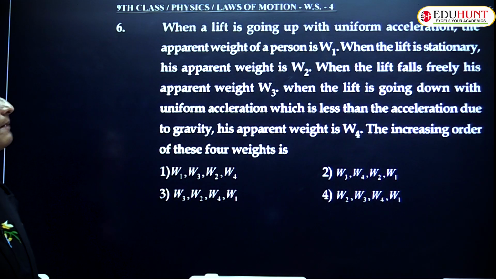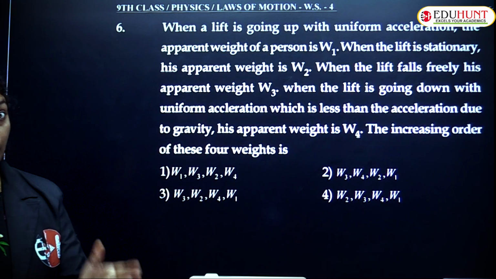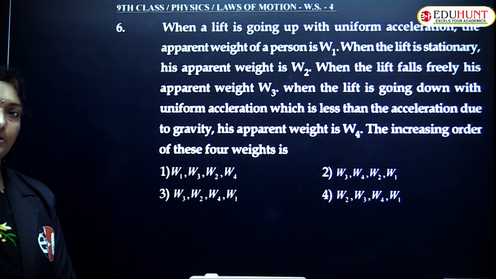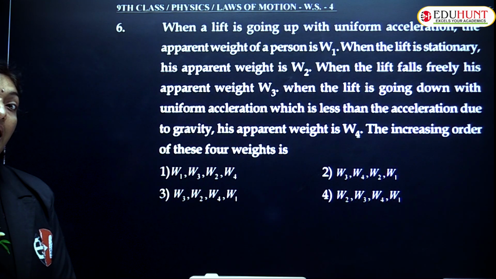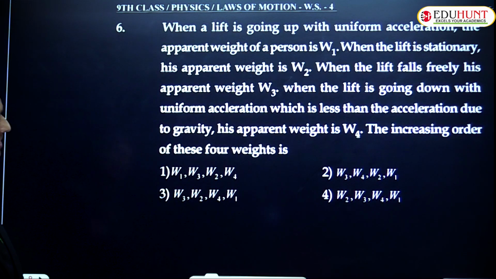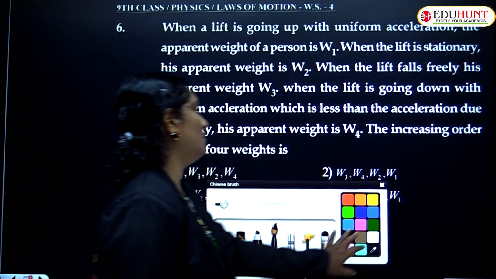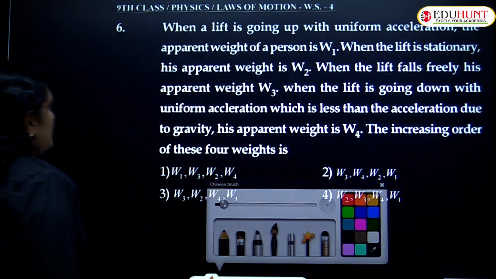When a lift is going up with uniform acceleration, the apparent weight of a person is W1. When the lift is stationary, W2. When the lift falls freely, apparent weight is W3. Lift going down with uniform acceleration less than g, apparent weight is W4. So you have to write all the things in increasing order. Over. So, children, case 1.